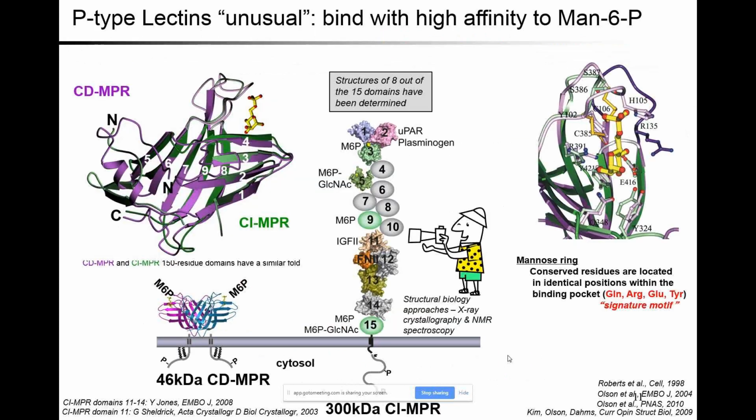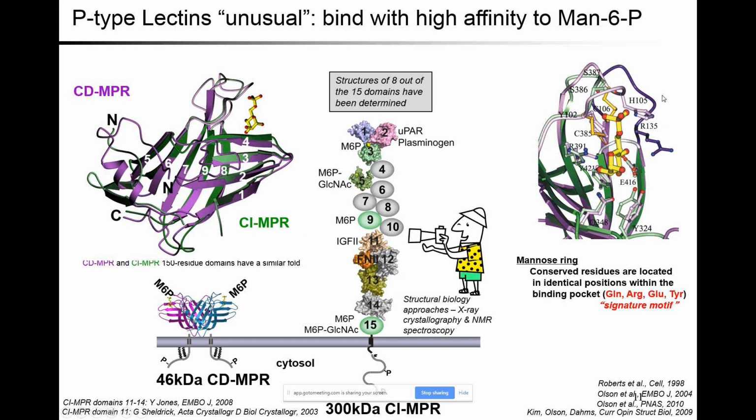Now, we know actually a lot about these P-type lectins. My laboratory has carried out a number of structural biology studies on these two proteins using X-ray crystallography and NMR spectroscopy. There are a lot of details here that I obviously won't have time to go through, but the big picture is we know how the proteins interact with very high affinity with mannose-6-phosphate.